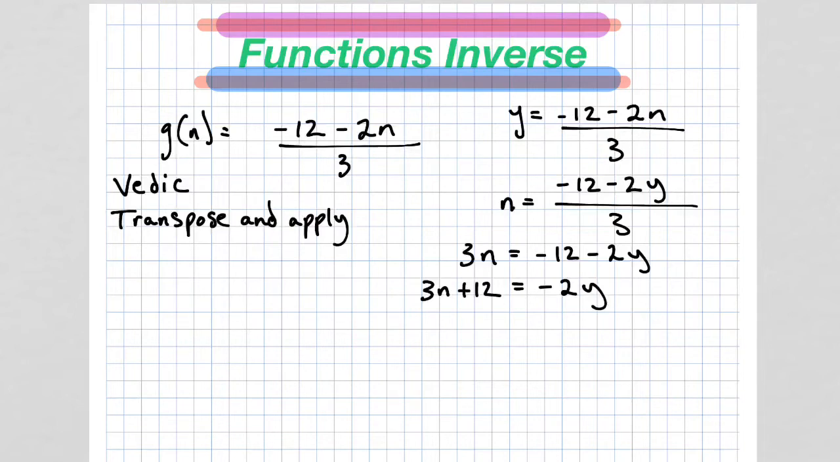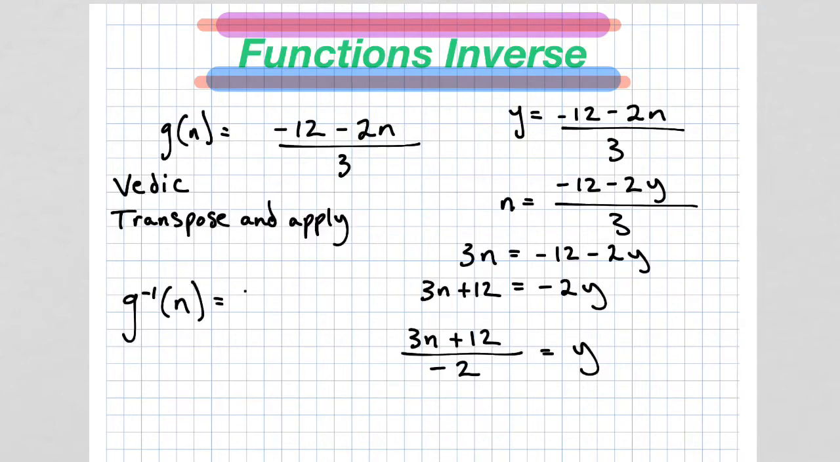Now to get y by itself, y is being multiplied by negative 2. To reverse that, we're going to divide by negative 2. So now we have 3n plus 12 divided by negative 2 equals y. Once you get to this point, you're done. This is the inverse. So you could write it like this: g of negative 1, or the inverse of g of n, equals 3n plus 12 divided by negative 2. And this is your answer.